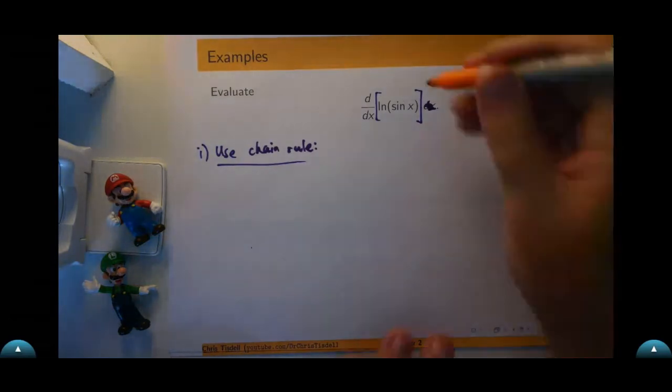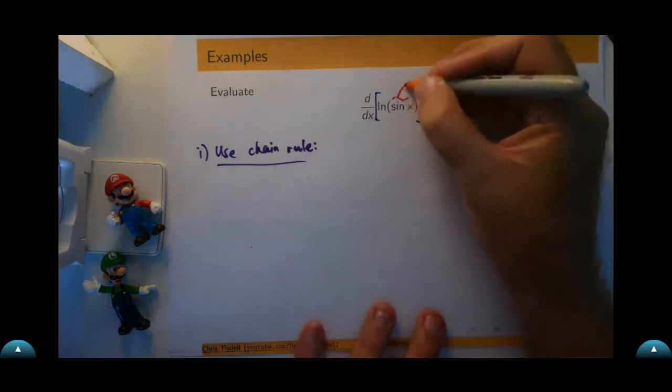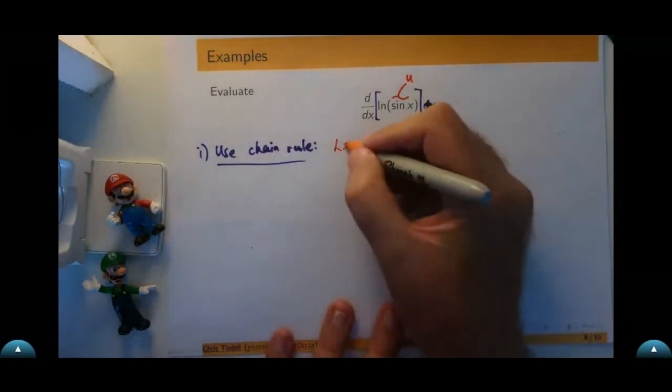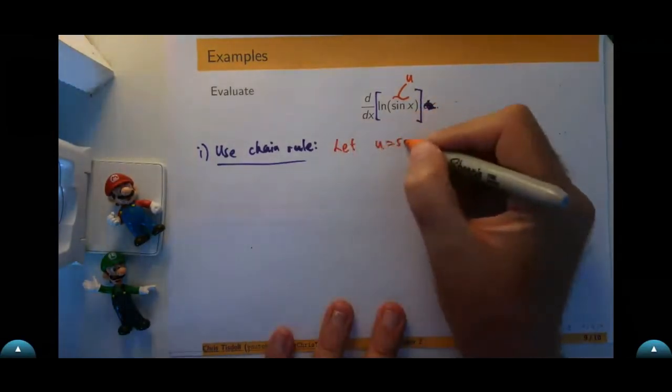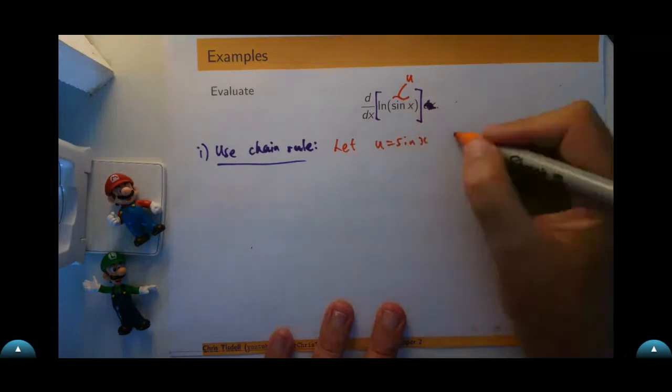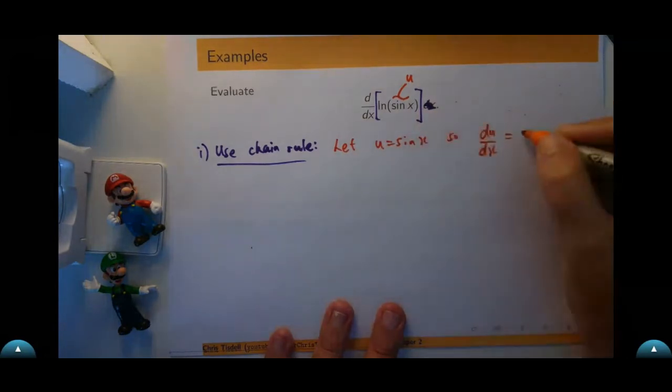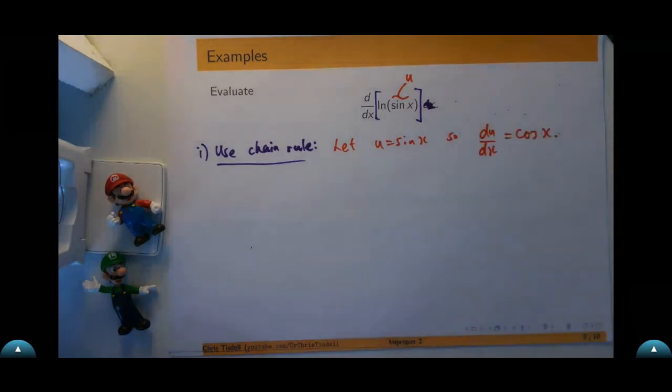So I can choose, say, u to be sine x. And I know that if I differentiate that, the derivative of sine x is cosine x.